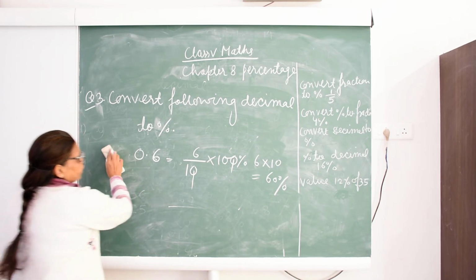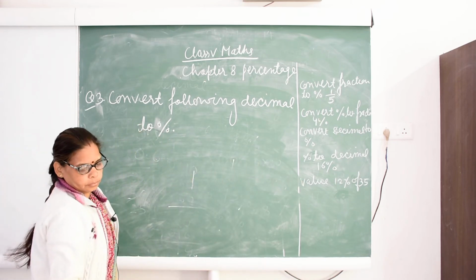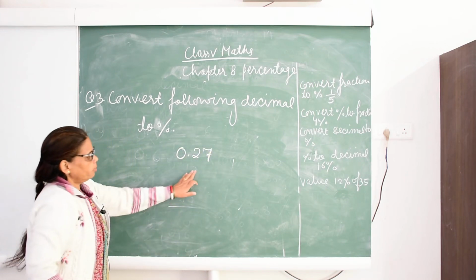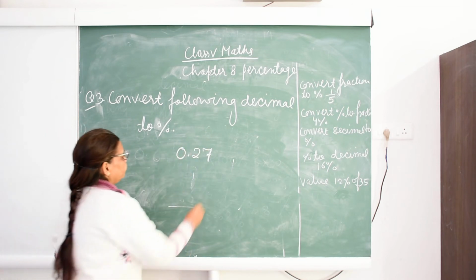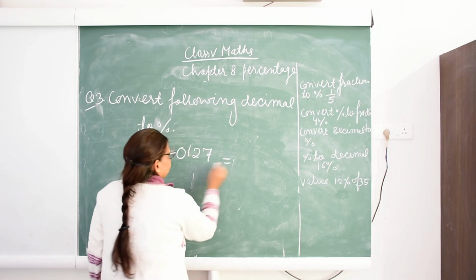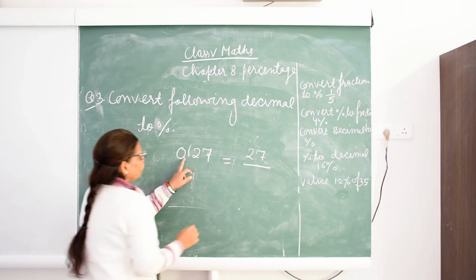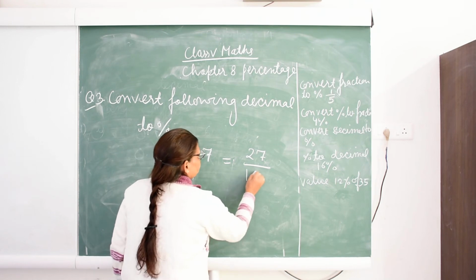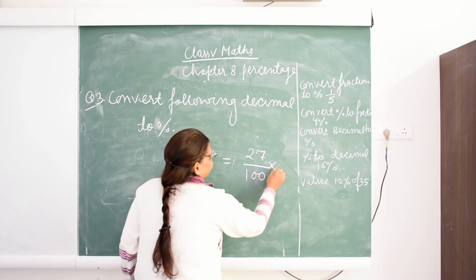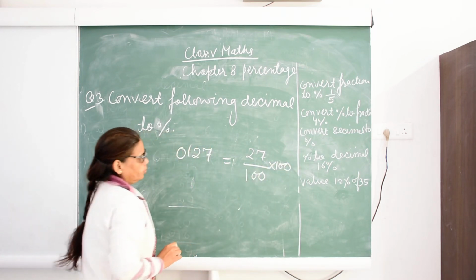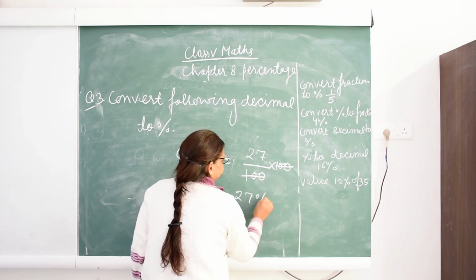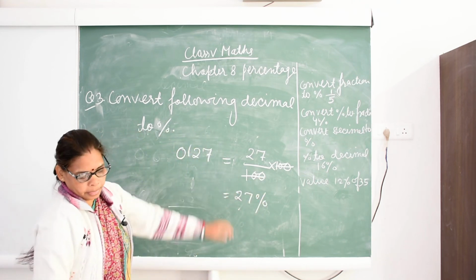Now take one more example. Decimal to a percentage. So remove this decimal. After the decimal, how many digits are there? 2. So you have to write 100 and convert it into a percentage. So 100 is 100 cut, 27%.